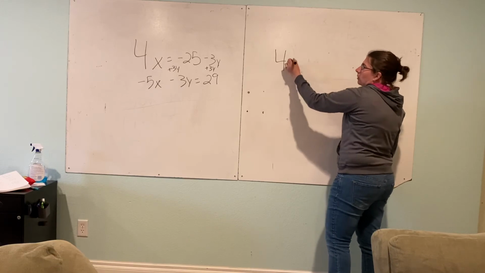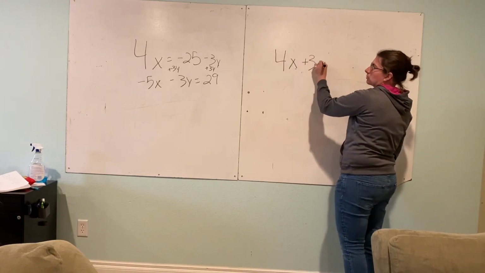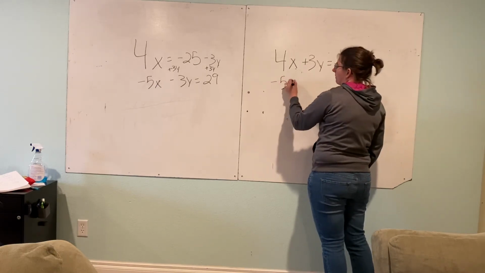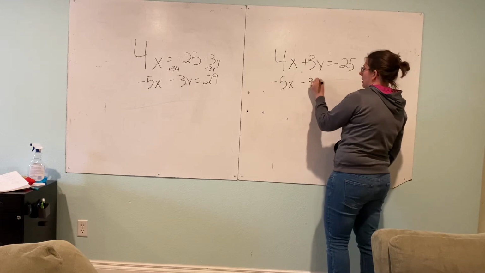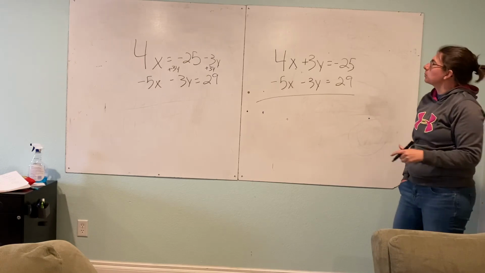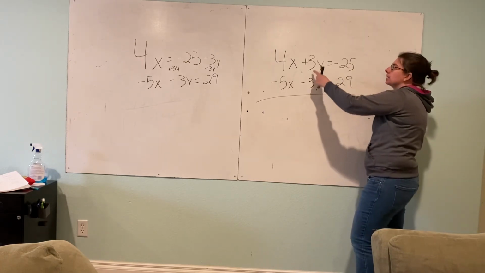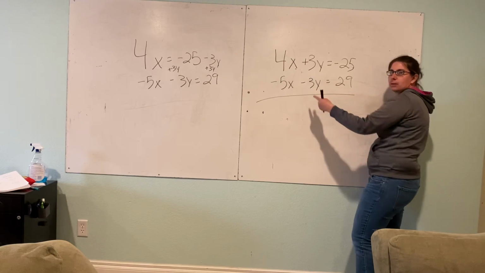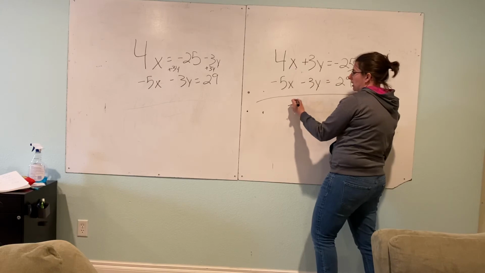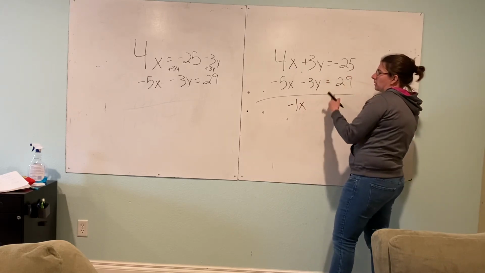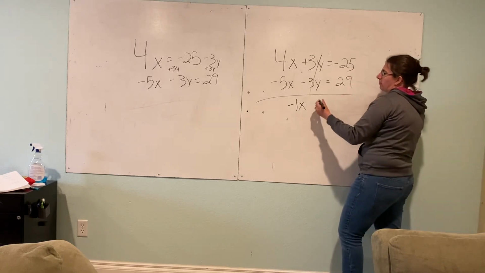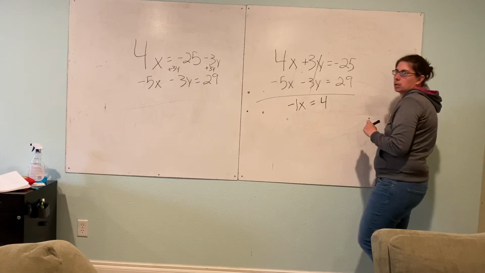4x plus 3y equals negative 25. Negative 5x minus 3y equals 29. When we look at this problem, our y's have the same coefficient, opposite signs. We've got a positive and a negative. This one's now set up. 4x plus negative 5x is negative 1x. 3y minus 3y, bam, that's gone. That's what we need to happen. Negative 25 plus 29 is 4.